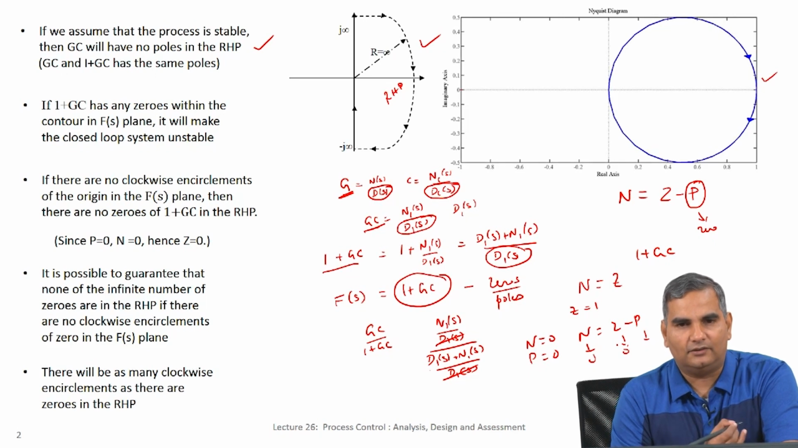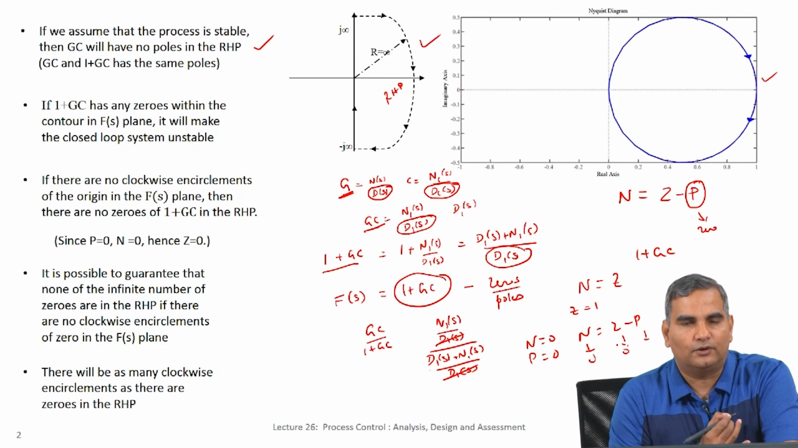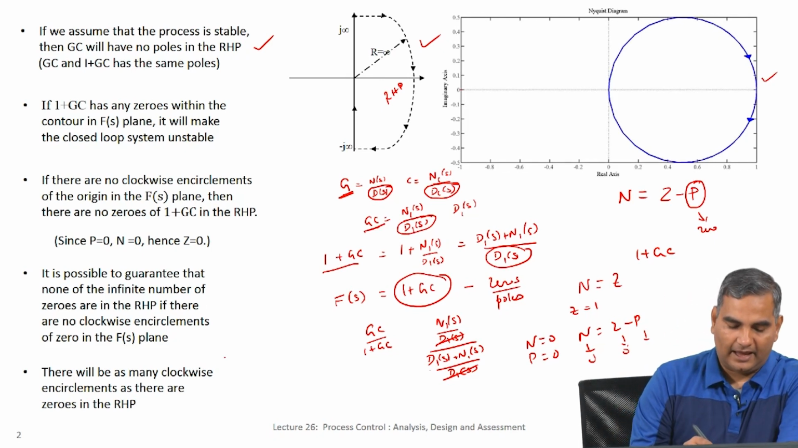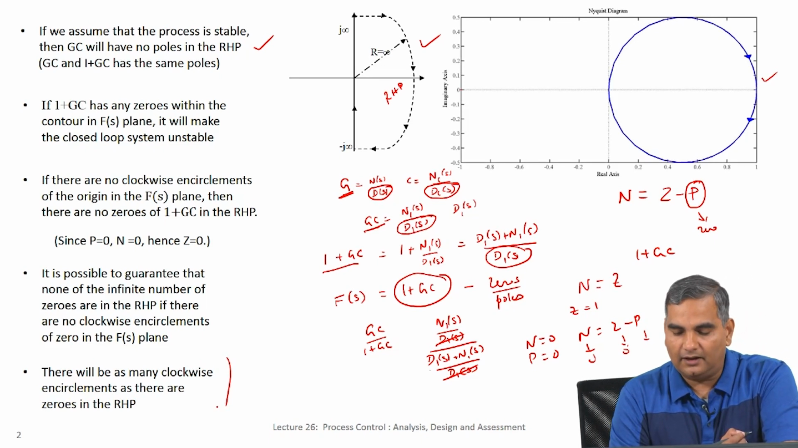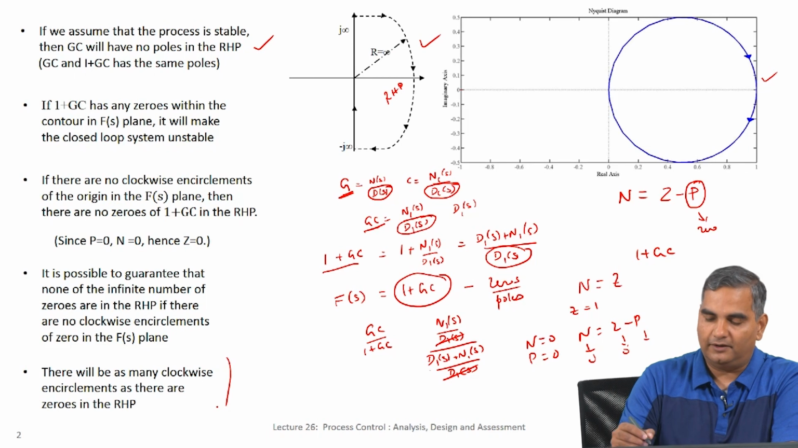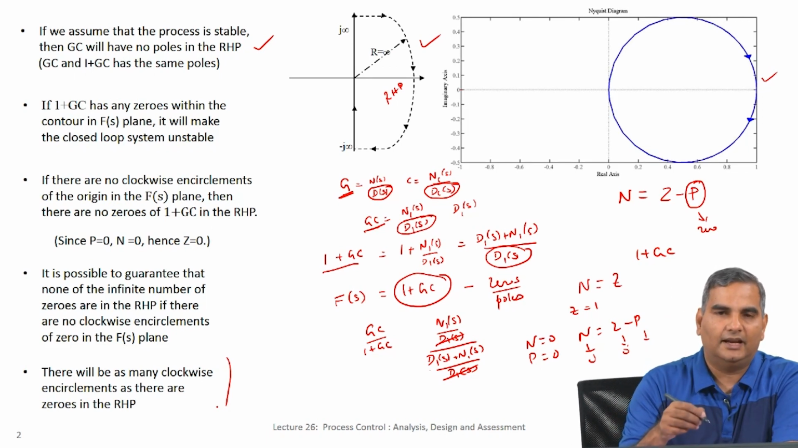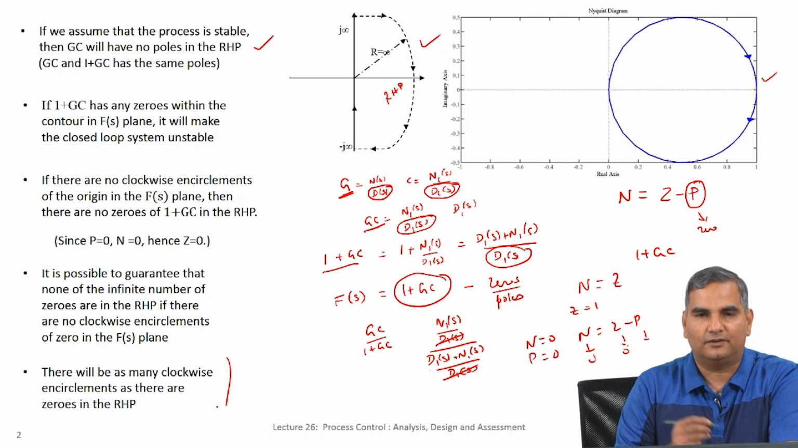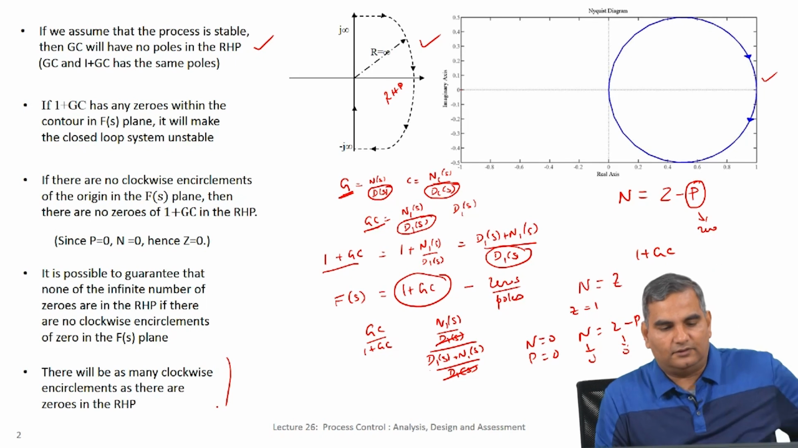So, all I am saying is you simply get this plot and look at the clockwise encirclements around the origin. If there are no clockwise encirclements around the origin, that means your closed loop is stable. And there will be as many clockwise encirclements around the origin as there are zeros in the right half plane for 1 plus GC. So, if 1 plus GC has 3 zeros, then I will have 3 clockwise encirclements, because N equals 3 minus P, and P is 0 already, because we know the system is stable.